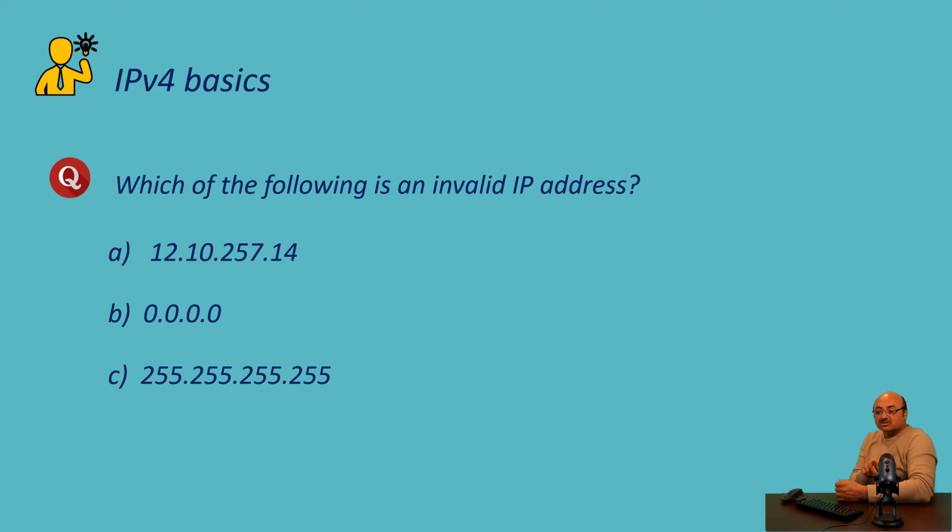Moving on to option C, it says 255.255.255.255. Again, using the same logic, all 4 octets satisfy the condition of being in the range, and that is the reason this IP address is also a valid IP address. A quick note: this IP address is used for broadcasts, and once we discuss broadcast addresses, we'll come back and discuss this in more detail.